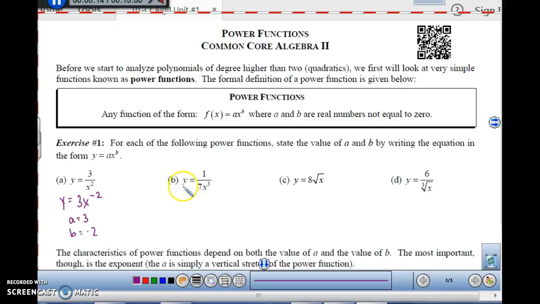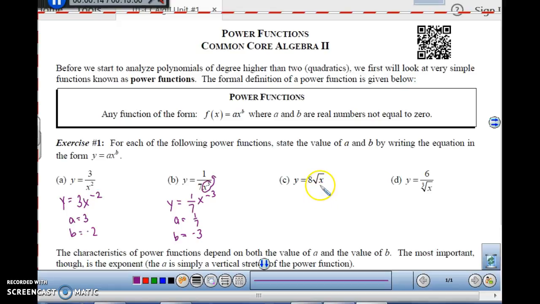Okay, now for letter b, y equals 1 over 7x cubed. Now for the x to move to the top, it has to become negative, but does the 7 have to go with it? No, the 7 stays where it is. The 7 can stay there because that can be part of the a. So this is 1/7 x to the negative third. So that means your a value is going to be 1/7, and your b value is going to be negative 3.